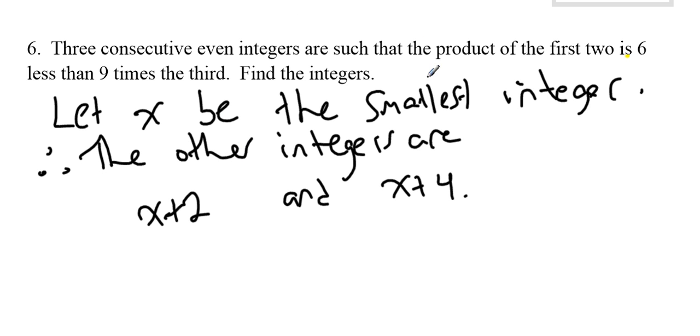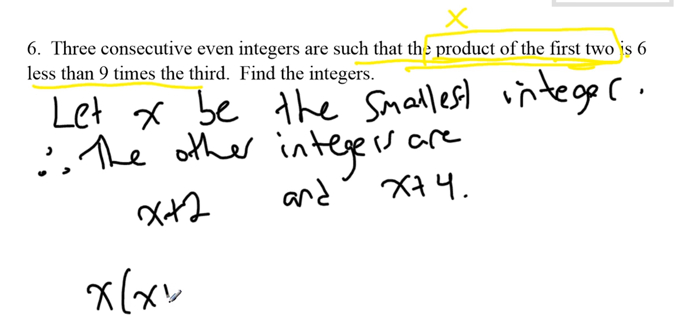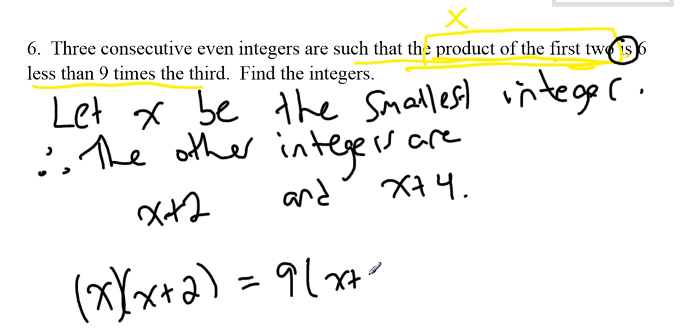And that equation comes from the rest of the words in this sentence. It says the product of the first two. Well, product means multiply, and the first two, I assume, means the first two when you write them as consecutive integers. So the product of the first two means take the first one times the second one. Is, well, is usually means equals. 6 less than 9 times the third. So 9 times the third looks like this, and I need 6 less than that.